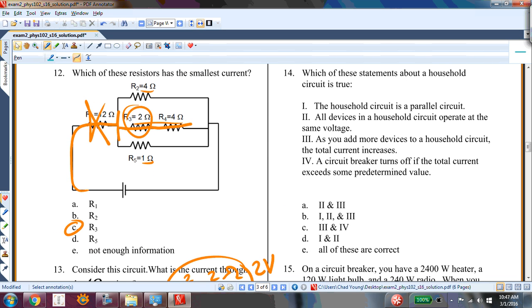Which of these statements about a household circuit is true? A household circuit is a parallel circuit. That's true. All devices operate at the same voltage. That's true. As you add more devices, the total current increases. Hey, that's true too. And a circuit breaker turns off if the total current exceeds some predetermined value. Gosh, that's true too. So E is the right answer for 14.